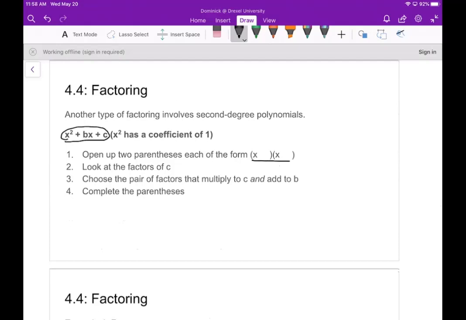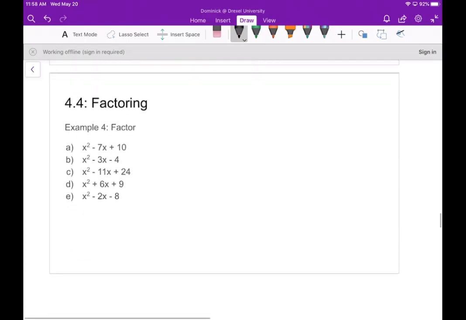All right, so what we're going to do is we're going to open up two parentheses that are of the form x, leave a little bit of room, x, leave a little bit of room, right? Then you're going to look at the factors of c. You're going to look at the factors of your last number, right? And you're going to choose the pair of factors that would multiply to c and add to b, the middle term, right? And whatever those two numbers are, that's what you're going to complete the parentheses with. All right, so let's do a couple of examples of that.